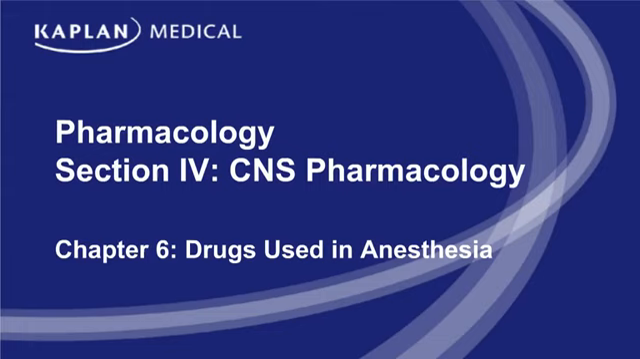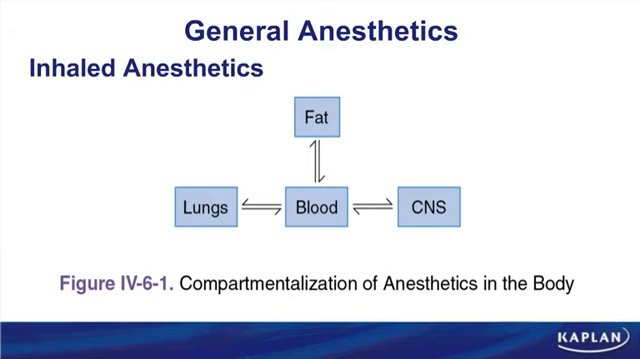In Chapter 6, we're going to look at drugs used in anesthesia. We will start by reviewing general anesthetics, and specifically we're going to focus on inhaled anesthetics. When you look at this diagram, it reminds us about how anesthetics can compartmentalize in the body. If you inhale the anesthetic, it goes into the blood. Obviously, it's going to make it into the CNS, but many of these very lipid-soluble drugs can sequester in the fat, which can serve as a storage reservoir for a number of lipid-soluble drugs.